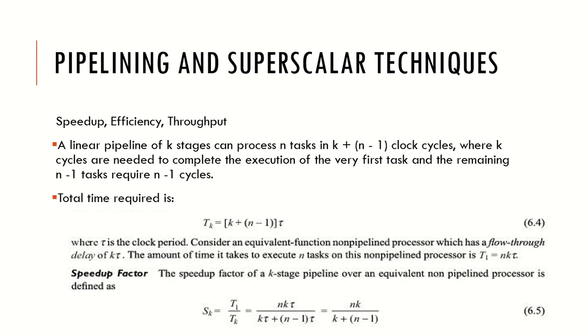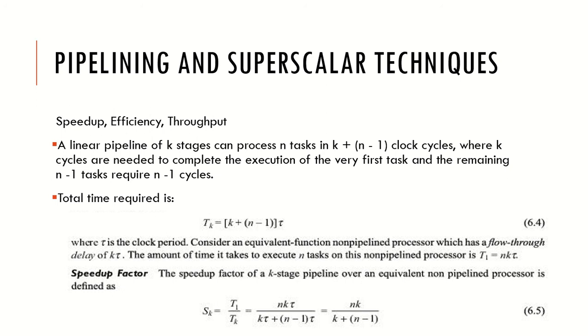Moving further, you have to talk about speed up, efficiency and throughput. When you talk about a linear pipeline of k stages, you are sure that it can process n tasks in a total number of clock cycles equal to k, which is the number of stages of the pipeline, plus n minus 1. Once the first instruction reaches k and is producing its output, after that kth clock cycle, with each clock cycle you will expect to receive one output.